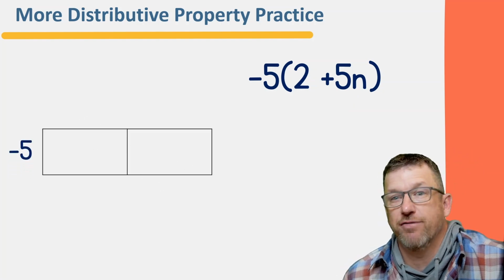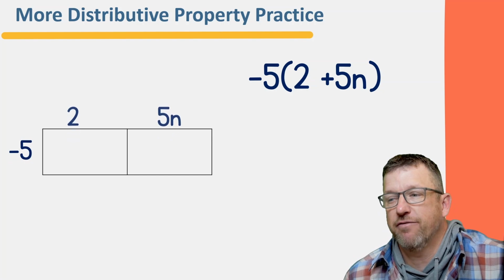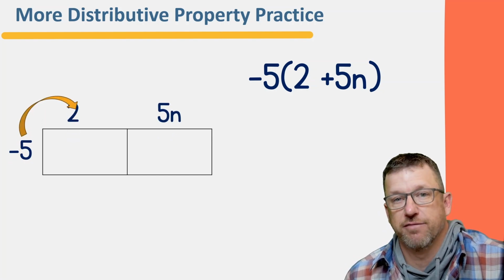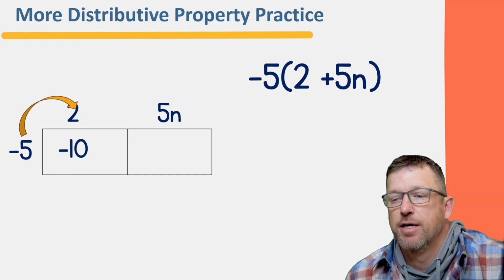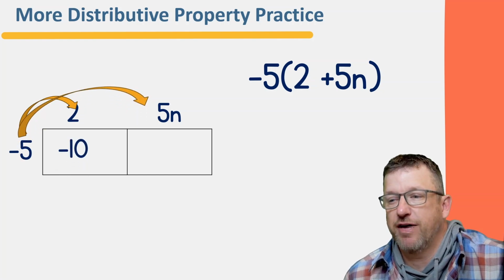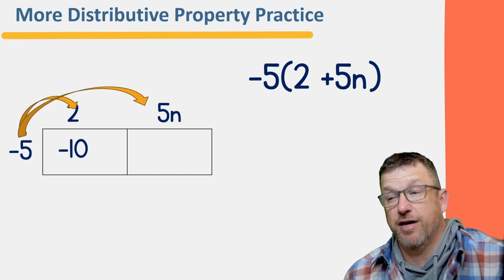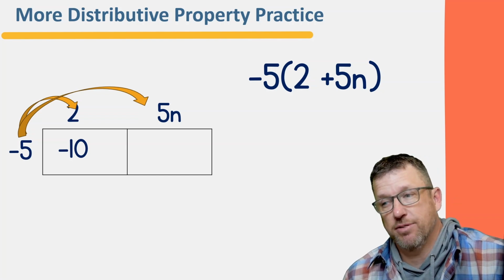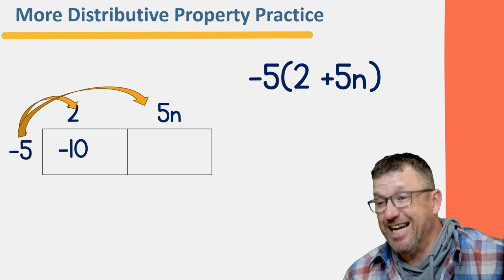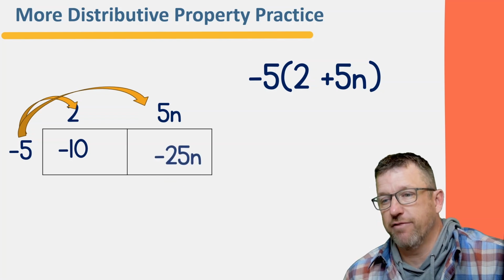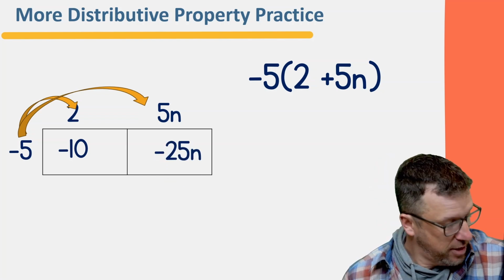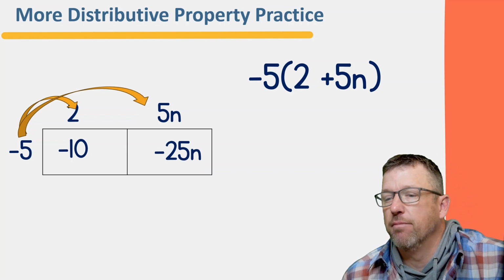Let's put negative 5 on the side, and we say, what is negative 5 times 2? Well, 5 times 2 is 10. What is the opposite of 5 times 2? Negative 10. And then we say negative 5 times 5n. So 5 times 5 is 25. What's the opposite of negative 5 times 5? That would be negative 25, so negative 25n.